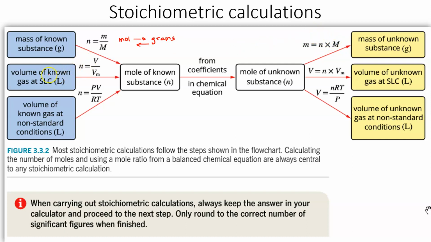We have the known gas at SLC. Okay, so this is using our molar volume equation. The number of mole is equal to V on Vm, remembering that we just have one value of Vm in our data booklet. Unless a question provides us with a different one, we can still use that equation. And then we have the ideal gas equation, which when we convert that around from PV equals nRT, we get n is equal to PV on RT.